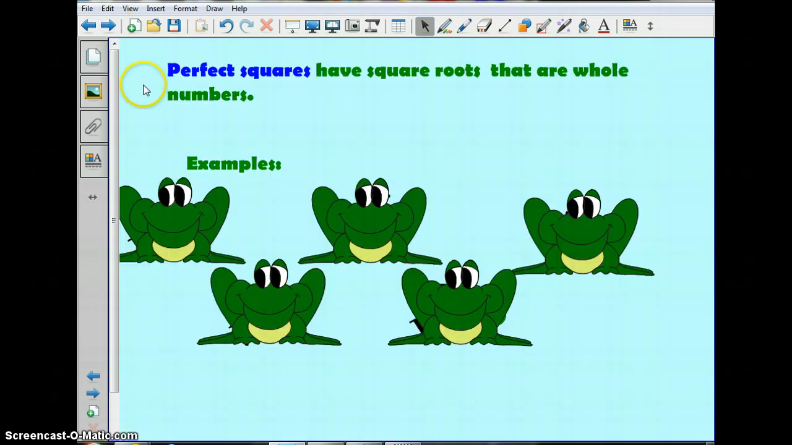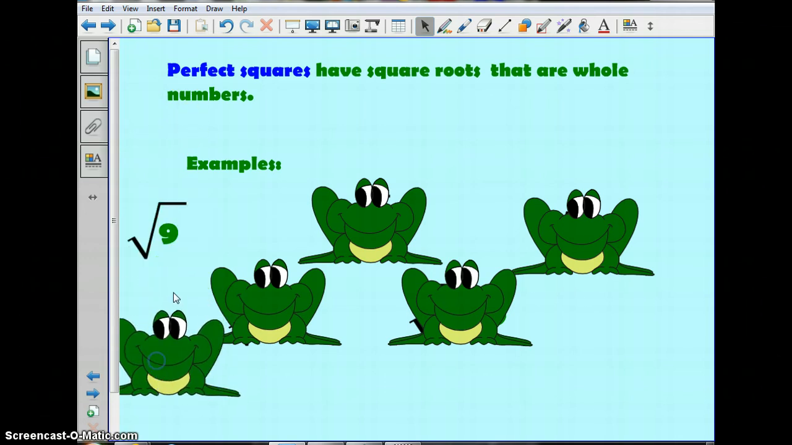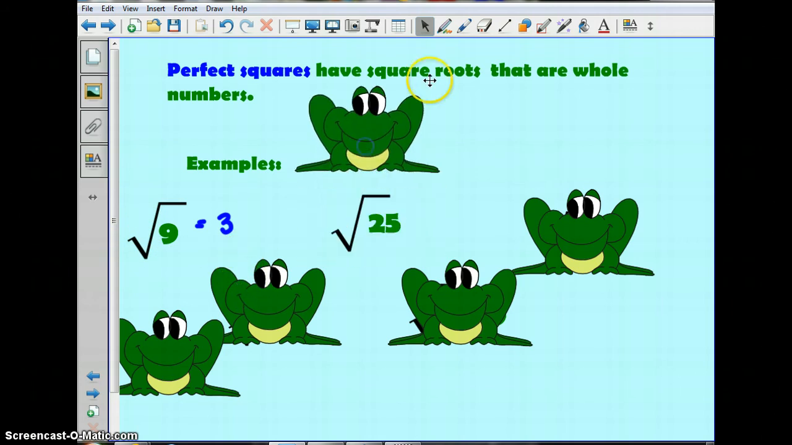So perfect squares have square roots that are whole numbers. Here's some examples. You'll notice I have a frog theme going on. So the first one is the square root of 9. Do you know a number when you times it by itself, it gives you 9? Of course. The square root of 9 is 3. Now, since this is a positive 9, there's no negative out in front, we're just going to say it's 3. What about this one, the square root of 25? Do you know what number when you times itself gives you 25? Of course, 5.